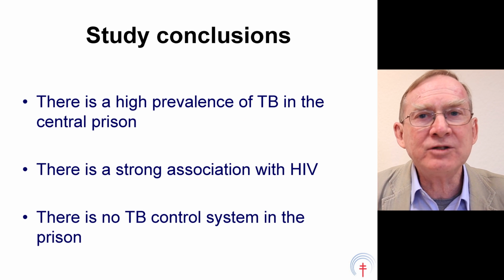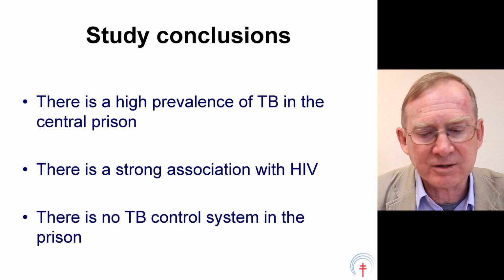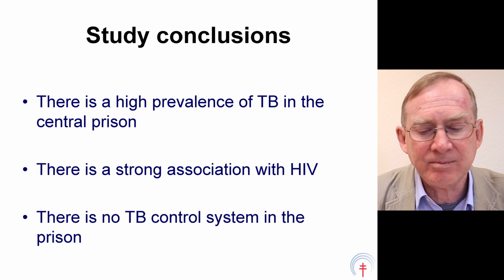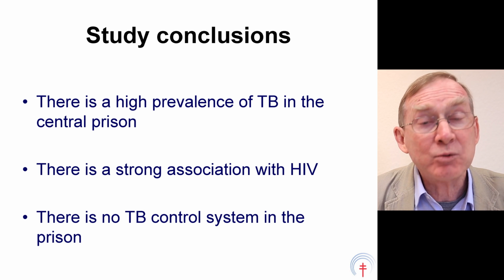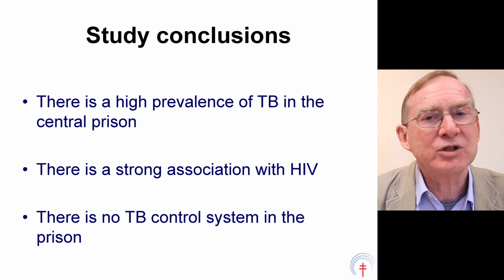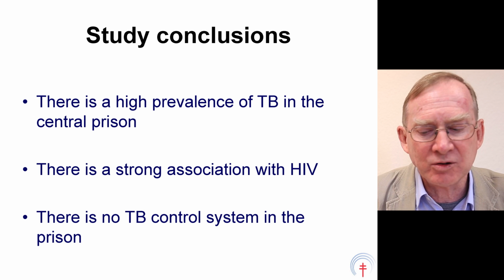So our conclusions from this study were threefold. Firstly, there was a high prevalence of TB in the central prison. There was a strong association with HIV, and it was apparent to us during this study that there was no good TB control system within the prison.